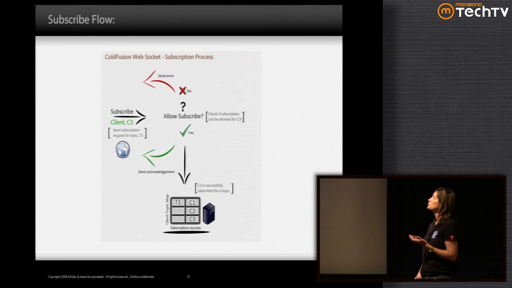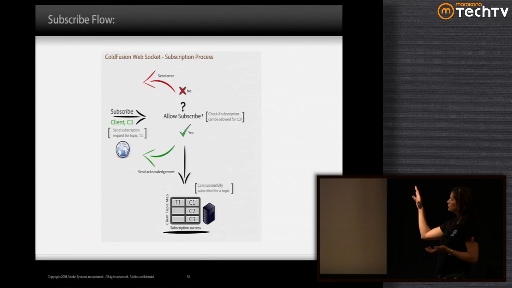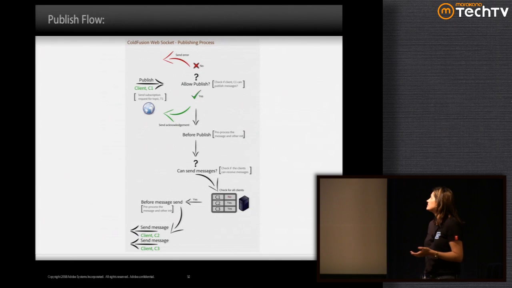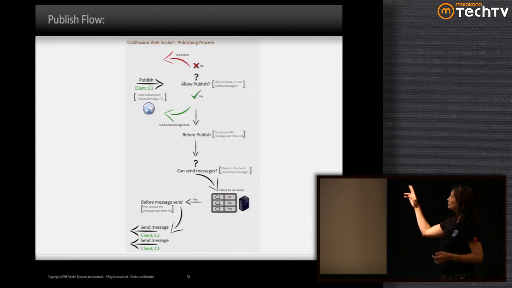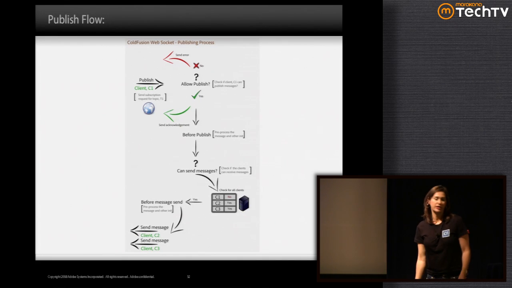This is a basic subscribe flow. So when a user subscribes, you have a channel listener defined, it will first go through the allow subscribe method, and then if you are allowed, it'll send the acknowledgement and subscribe you. And in the publishing process, allow publish goes through first, then before publish, and then can send message, and then before send message at the very end.